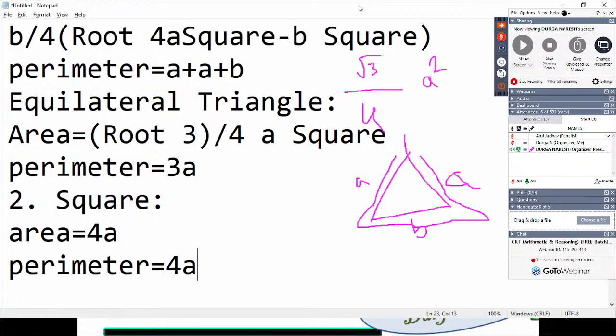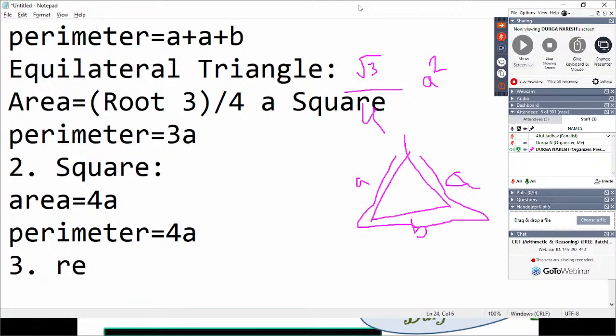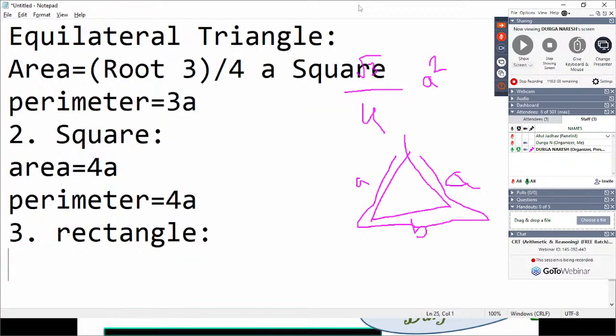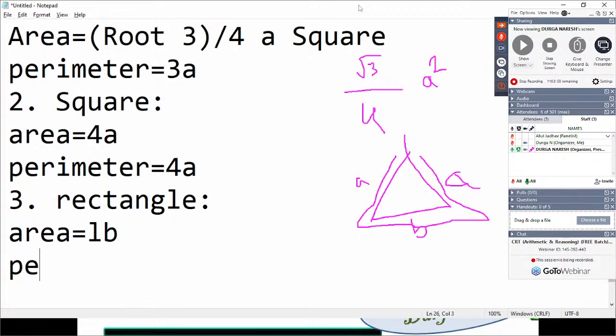Okay. What about the rectangle? Rectangle is nothing but opposite sides are equal. Area is equal to length into breadth. Perimeter is equal to L plus B plus L plus B, 2 into (L plus B), 2L plus 2B. Okay. So first of all, focus on the problems related to these ones.